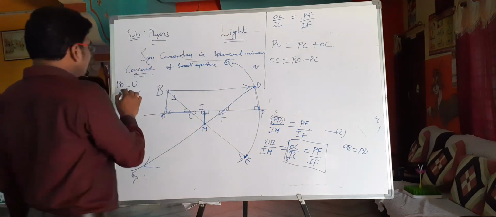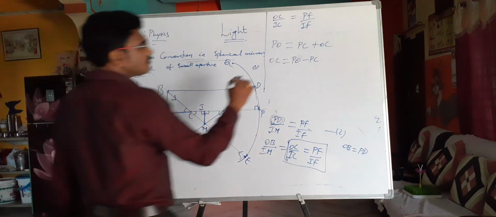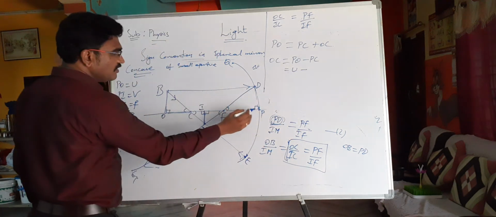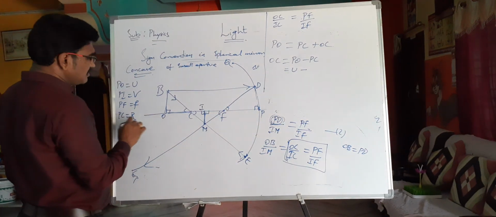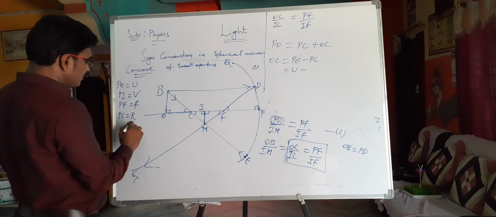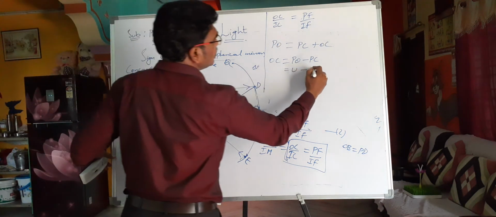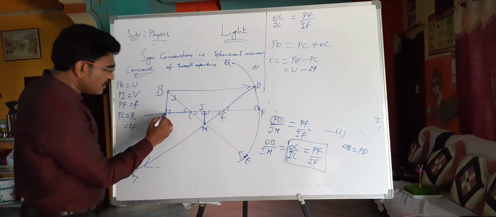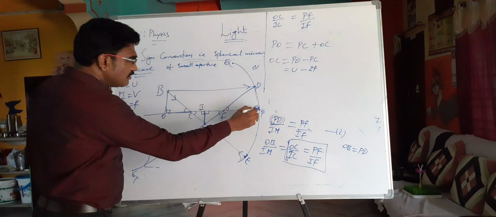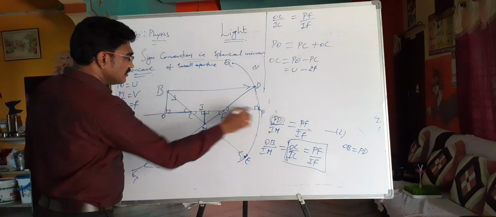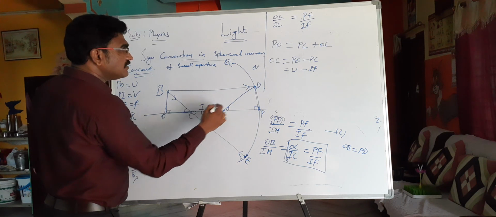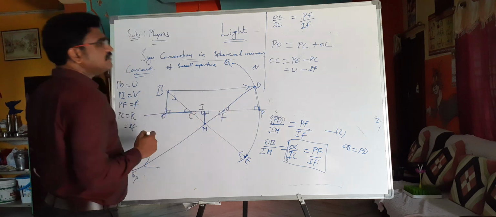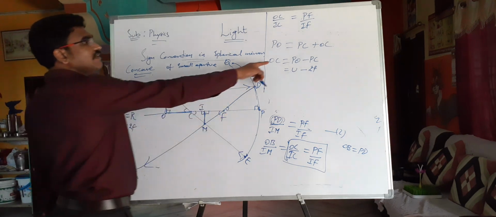But what is PO? PO is nothing but U. So OC is U minus PC. PC means what? PC is R. R is equal to 2F. I can say that is 2F. Okay. I got the OC value. What is the OC value? OC is nothing but PO minus PC. What is PO? PO is U and PC is 2F. U minus 2F. Well, that is the value of OC.